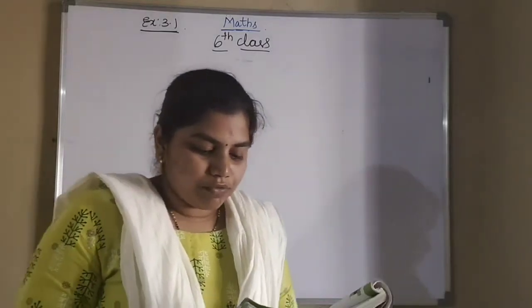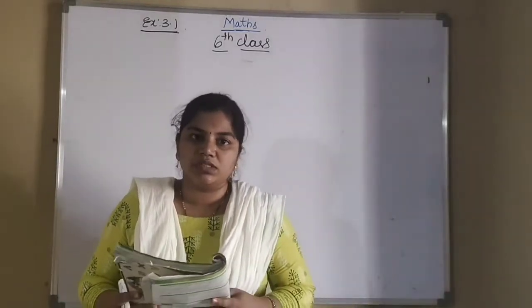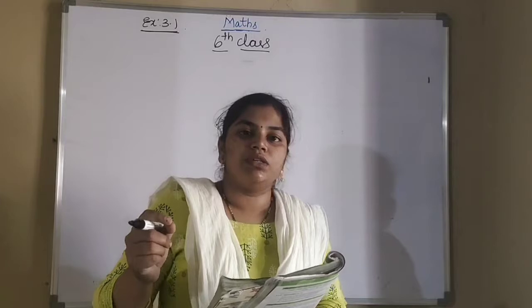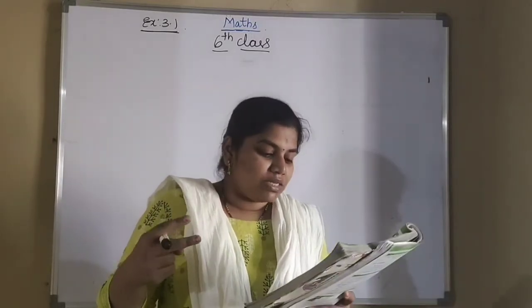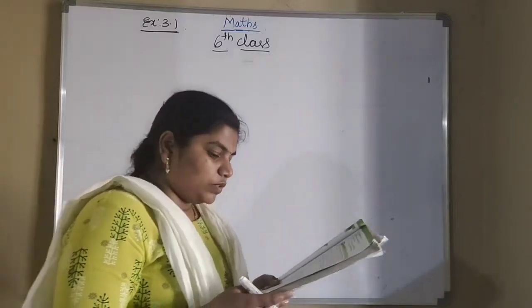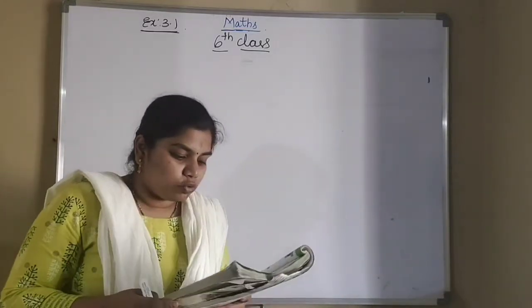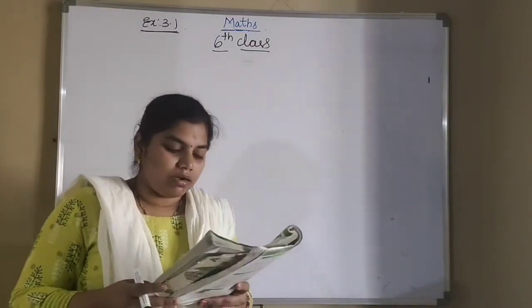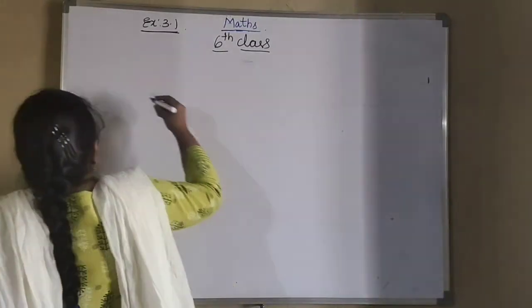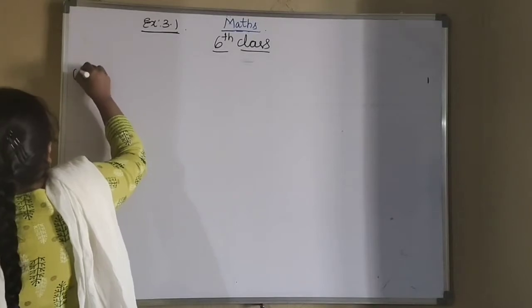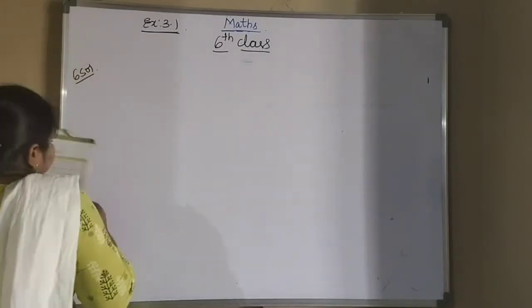So first, what we have to make: they have given three different digits. With the help of those three digits, you have to form two-digit numbers. Now check whether these numbers are divisible by 2, 3, 5, 6 and 9. We have to also check. So now, this is the sixth question, sixth solution.